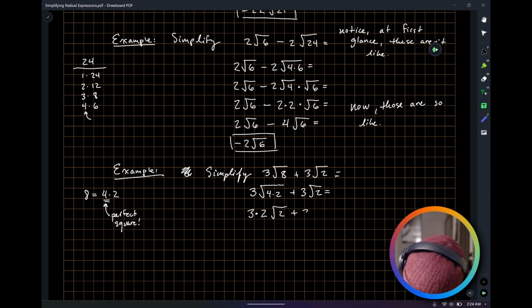Square root of 2 plus 3 times square root of 2, or 6 root 2 plus 3 root 2. Now we just add up the two numbers to the left of each of those square root 2's, and we have 9 root 2 as the simplified expression.